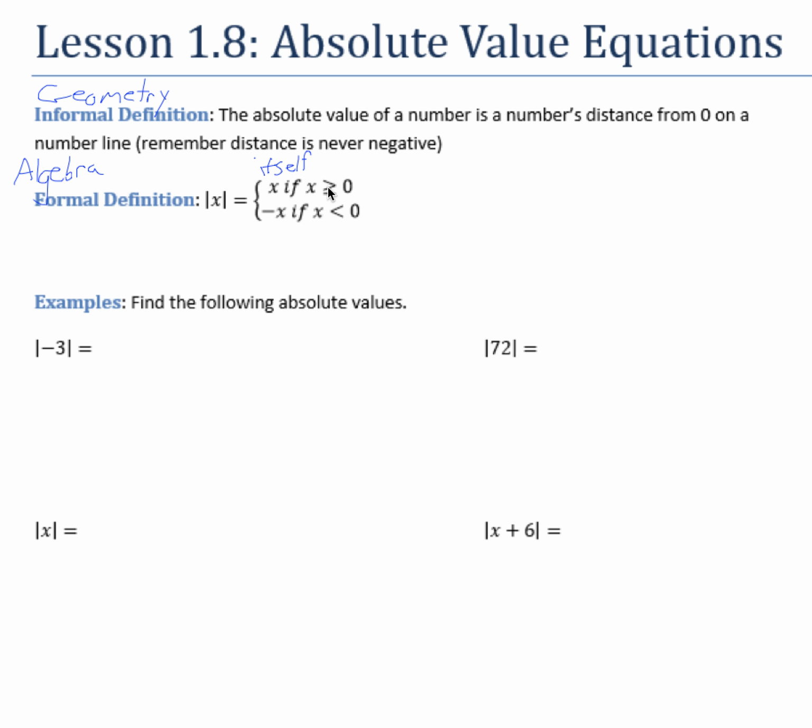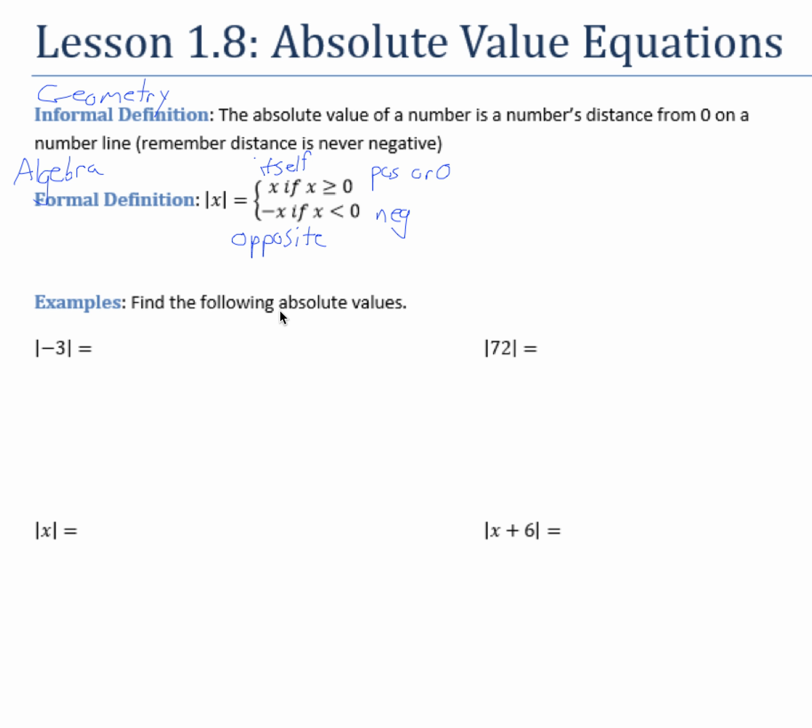If x is greater than or equal to 0, so if x is positive or 0. That's what this x is greater than or equal to 0 means: positive or 0. And the absolute value of x is the opposite of x if x is less than 0, or negative. And so we're going to try to talk through these. We've heard absolute value before, so we know it, but let's talk through this using this algebra definition here.